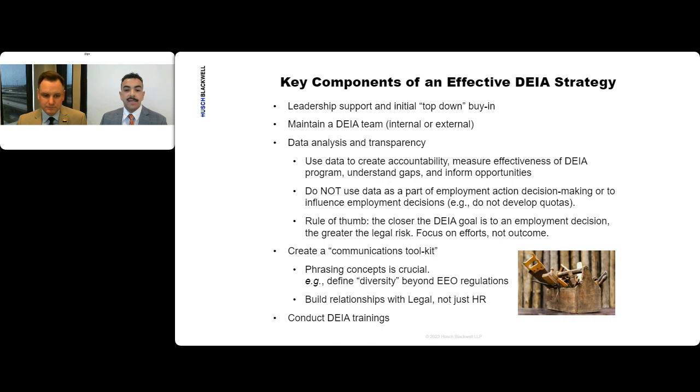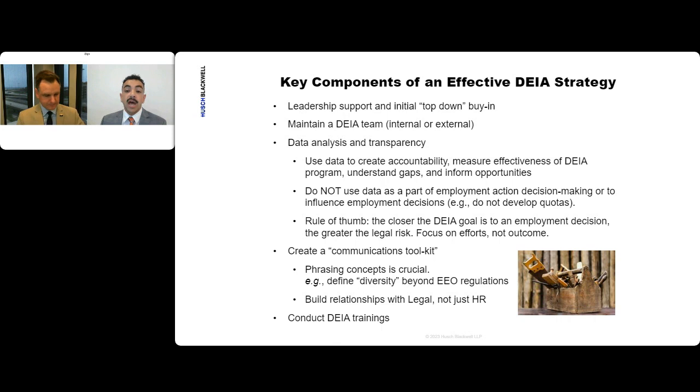Next, using data, having data analysis and transparency. One of the most important factors, at least for a successful DEIA strategy, would be if it incorporates whether a company is honest with itself about its practices and its efforts and the way those efforts are reflected in the workforce, to then understand gaps, inform opportunities, et cetera. But on the same token, using data and not using data in important ways is something to consider.